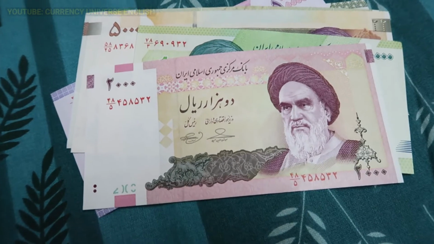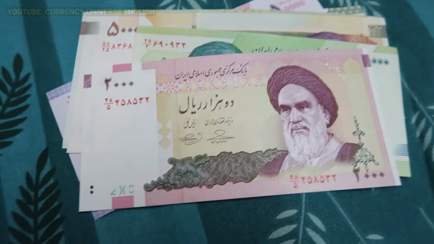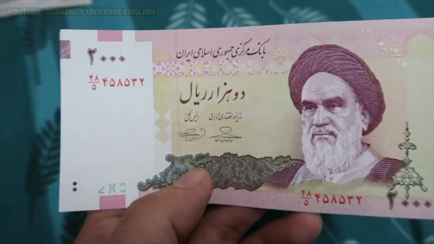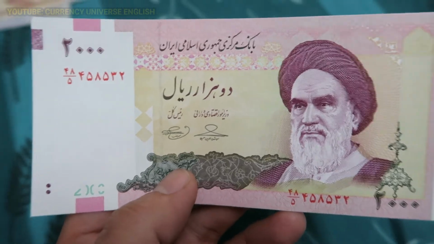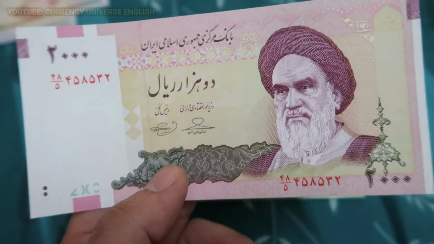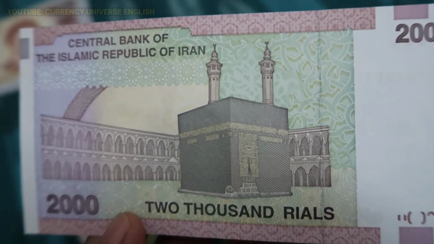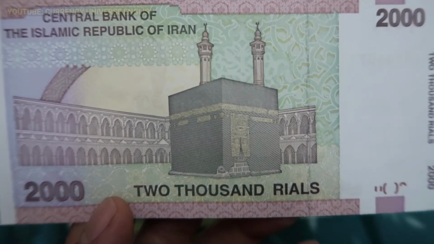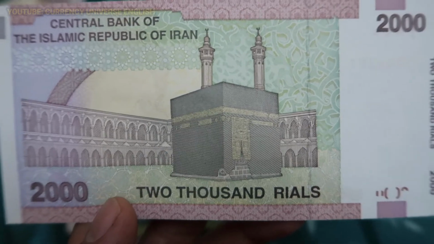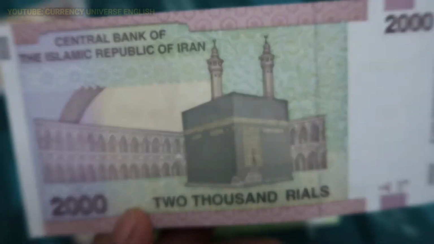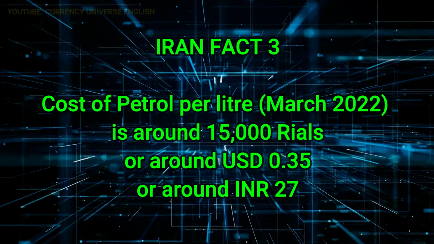Anyways, coming on to the next note, this one here is the 2000 Iranian Rial note, and on the front again everything is written in Arabic, and it's depicting Ayatollah Ruhollah Khomeini again. Okay, so this is the front side of the note, and this is the back side of the note, where it's depicting the Kaaba, which is in Mecca, Saudi Arabia. This is a very holy place of the Islamic people, and here you can see the Central Bank of the Islamic Republic of Iran issues this banknote.